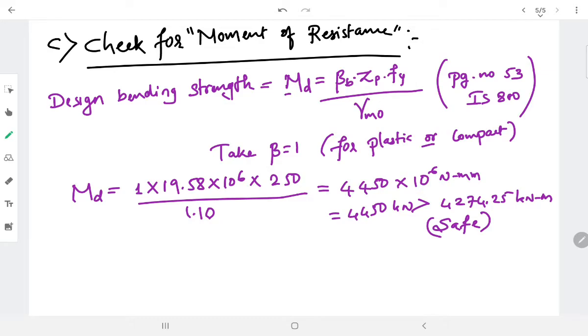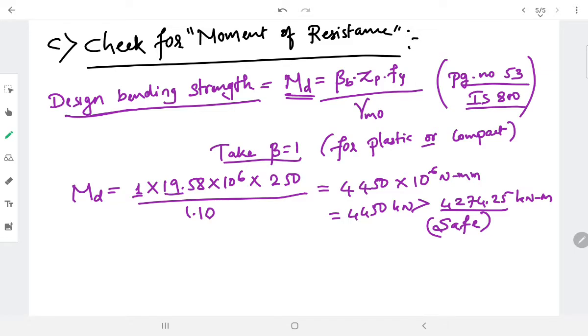Here you need to calculate MD. MD is the design bending strength of the plate girder. You need to check it, and you should get a value more than the external bending moment value. So MD is given by beta into ZP into Fy divided by gamma M0. This formula is available on page number 53 of IS 800. Here take the beta value as 1 for plastic or compact condition. So substitute the values here.